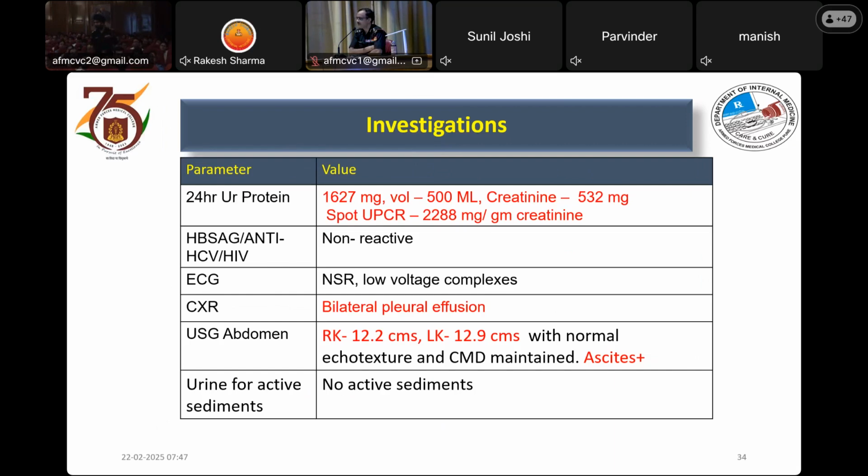Any radiology resident? Radiology? So ultrasound, X-ray, okay, bilateral pleural effusion we expect because of this. What about ultrasound? The renal length has been written as the right kidney is 12.2 and left is 12.9. In general, in adults, a renal length of 9 to 13 centimeters is normal, but she's a 16-year-old female, sir.